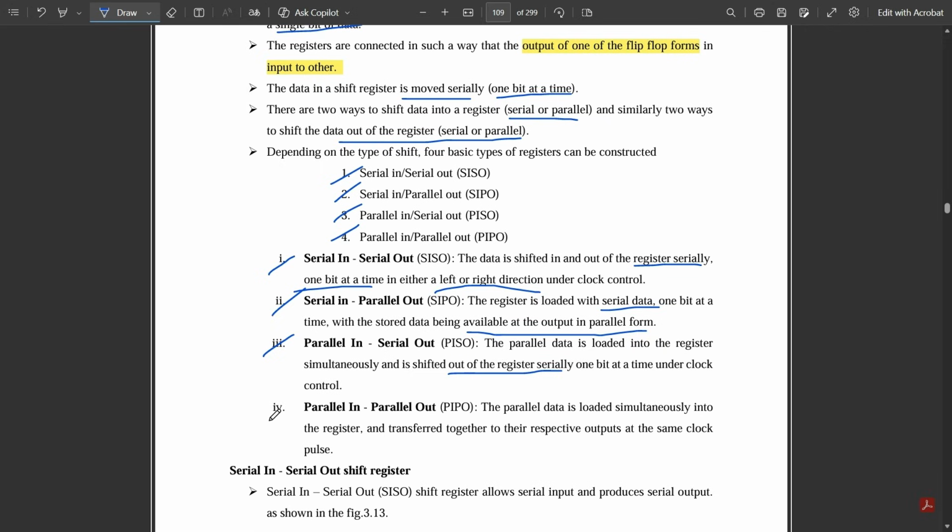Okay. Fourth one is parallel in, parallel out, that is PPO. Here in PPO, the parallel data is loaded simultaneously into the register and transferred together to their respective outputs at the same clock pulse. Okay, so here simultaneously at the input as well as output side, the inputs are sent parallelly in, and at the output side also it is received parallelly. Okay, yeah. So these are the basic definitions of these four shift registers.